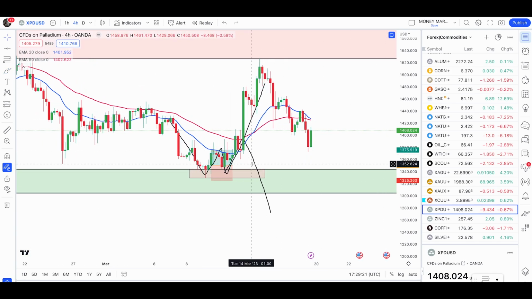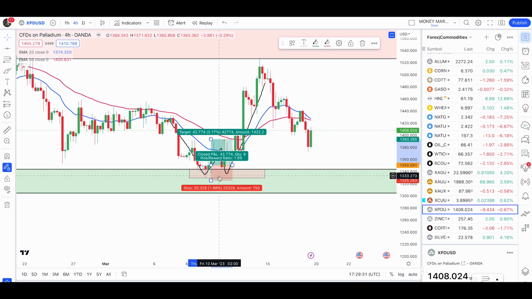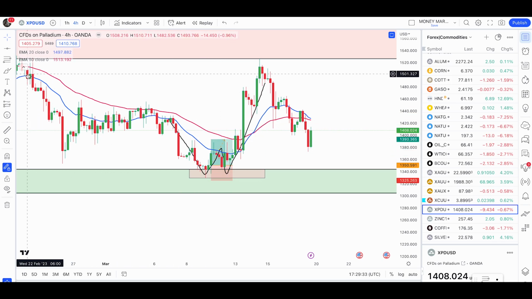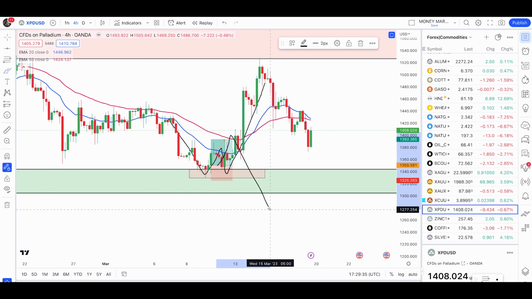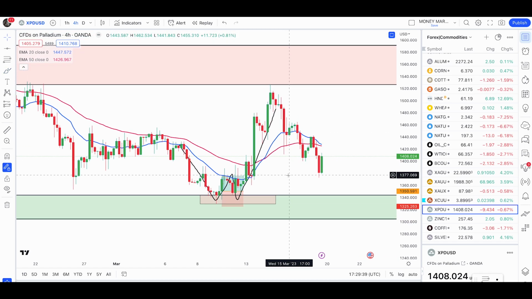Now in that case, if you would have managed this trade, you could have got a nice and massive profit, or you would have come out at break even if price did not want to continue with the trend. So that is how you manage the trades at the counter trading zone.